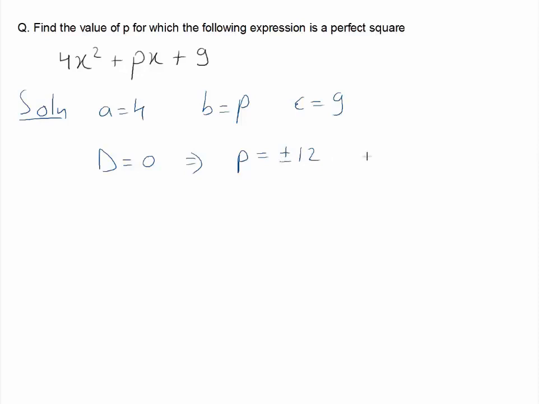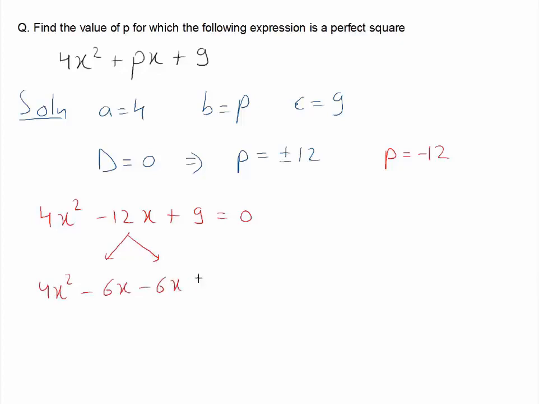Now just to explain this, let's take a value of p as minus 12. Now 4x square minus 12x plus 9 equals 0. So to solve this, we will split this into two parts, which will be minus 6x minus 6x plus 9 equals 0. So we can take 2x common. We will get 2x minus 3 and then minus 3 common.